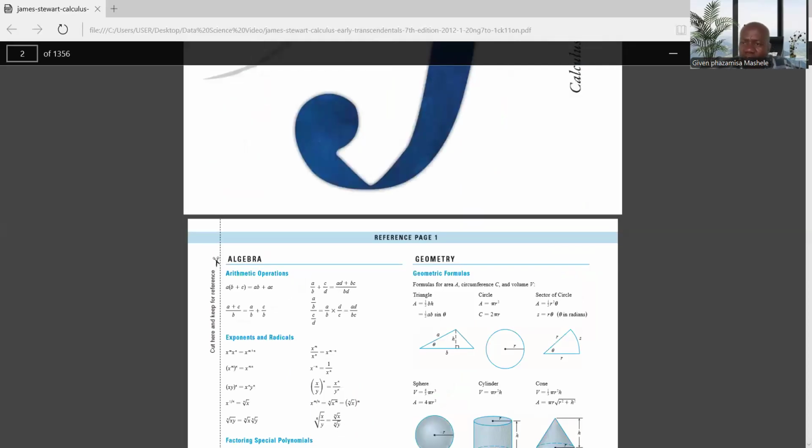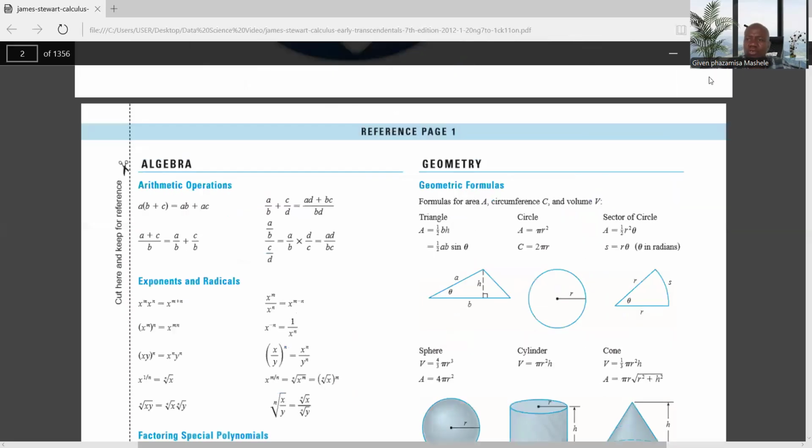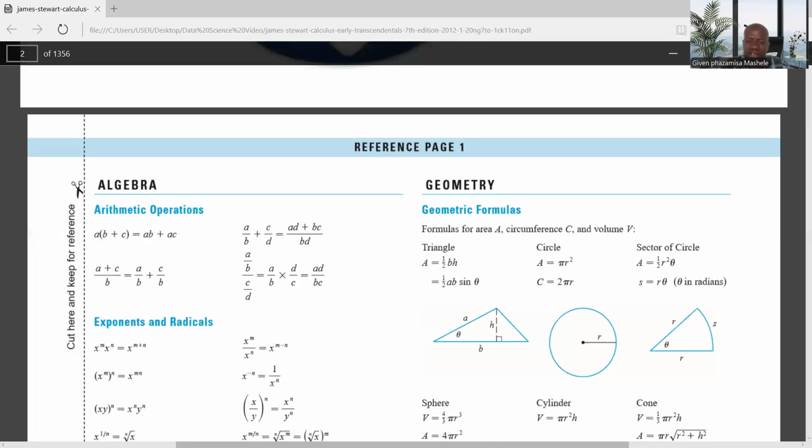For example, this is just a reference page, which I strongly believe most lecturers will not take you through, unless you're doing a bridging program where you start with pre-calculus. But on my side, ladies and gentlemen, I just want to remind you that whatever you learned in grade 12, you do not have to forget it. It's not about cram and pass, ladies and gentlemen. You need to also master this.